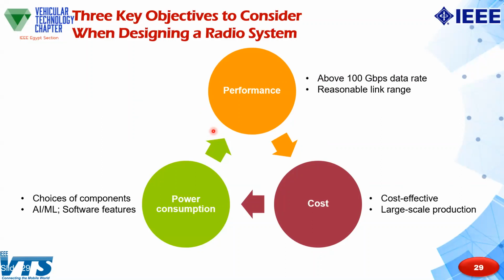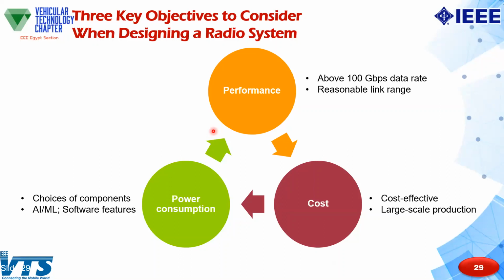If we are talking about the key objectives to be considered when designing the radio system, we have to think about three pillars: the performance, the cost, and the power consumption. For performance, you have to think about the achievable data rate, which may be up to 100 gigabit per second for the concatenated link. And the coverage will be how many meters or how many sites are needed to cover your area.